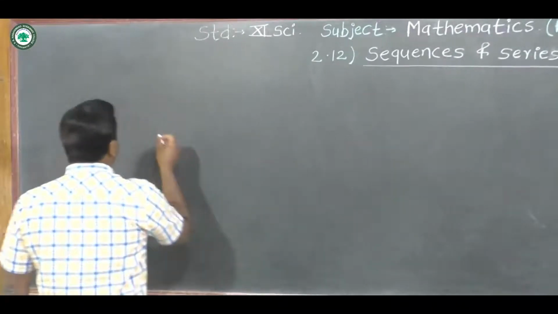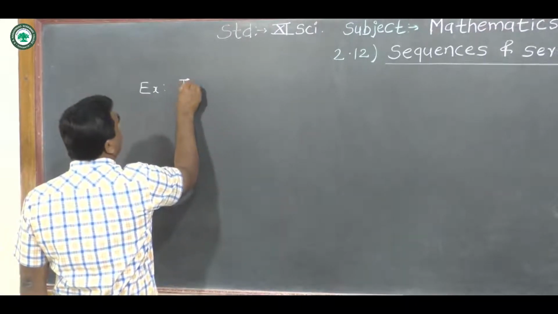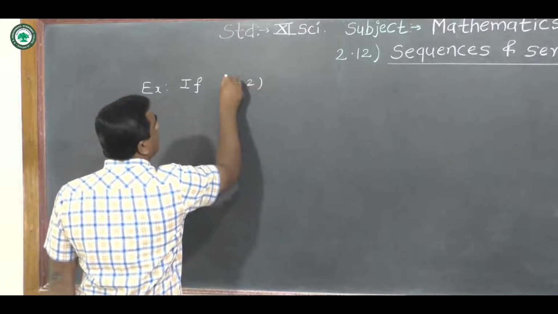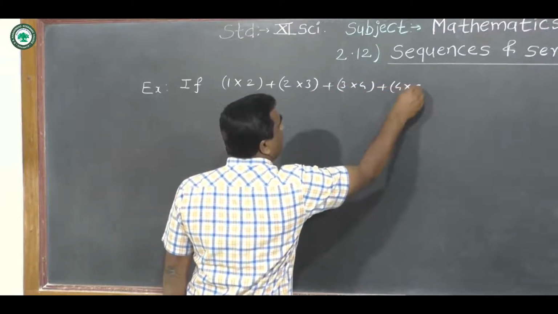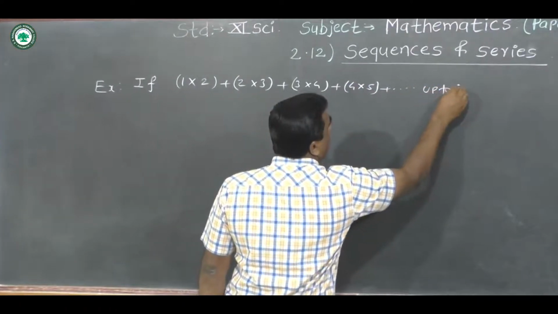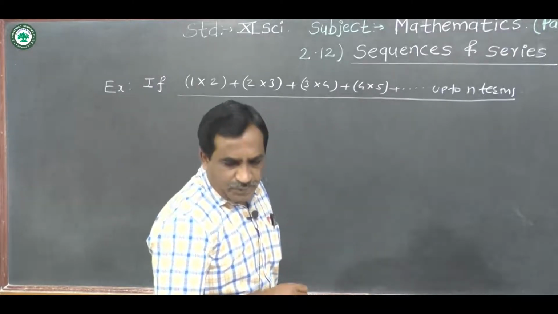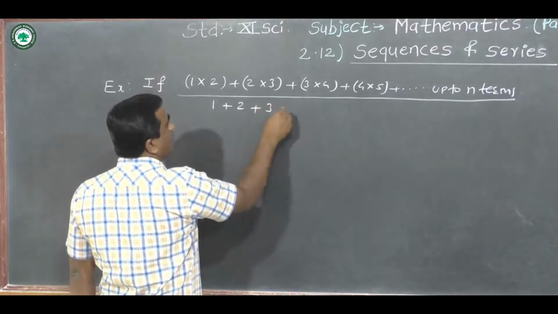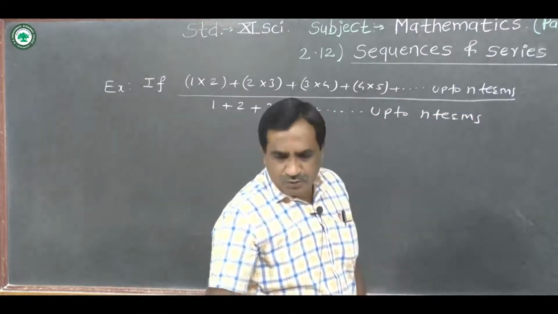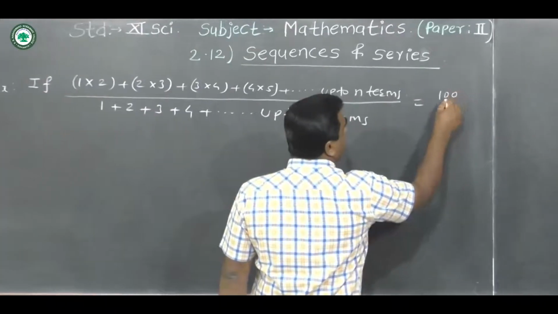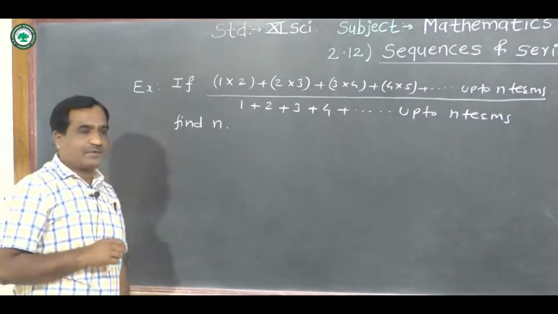If 1 into 2 plus 2 into 3 plus 3 into 4 plus 4 into 5 plus so on up to n terms, upon 1 plus 2 plus 3 plus 4 plus so on up to n terms, is equal to 100 upon 3, then find the value of n. Okay. Now we see the answer for this example.